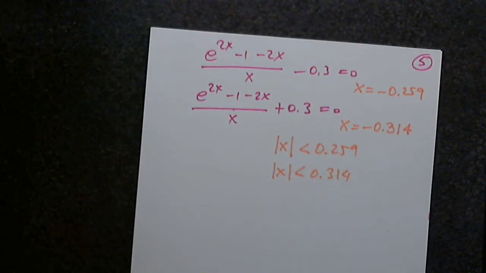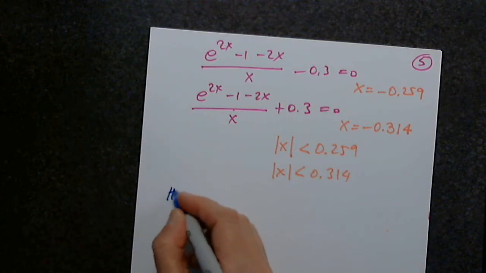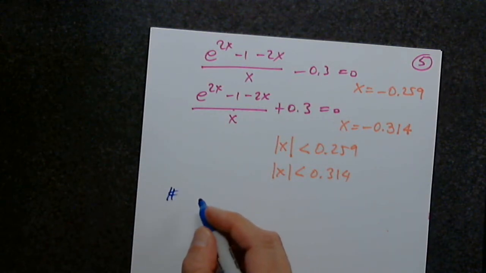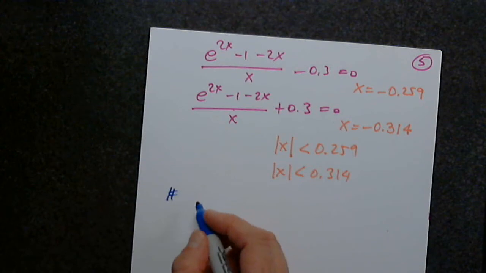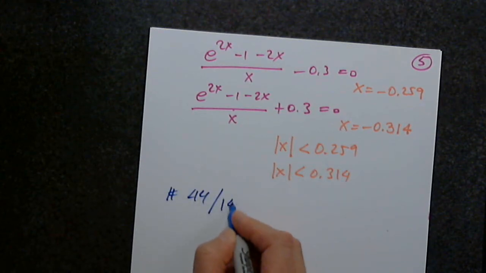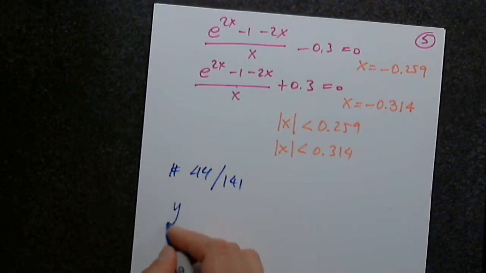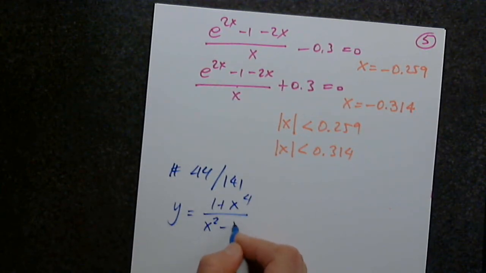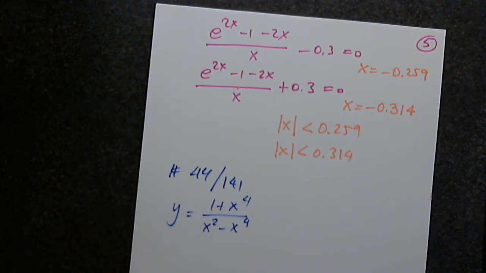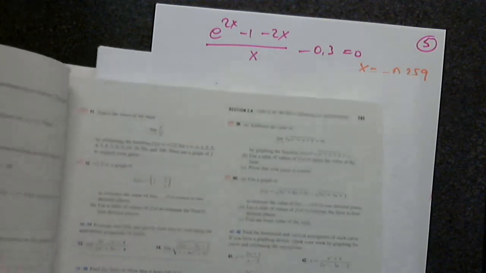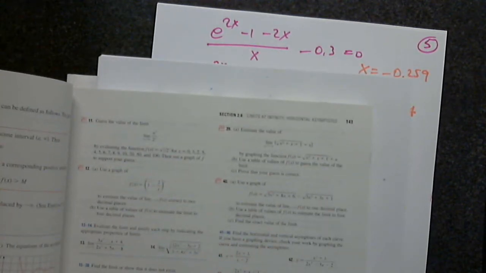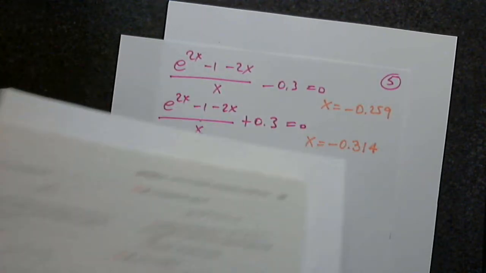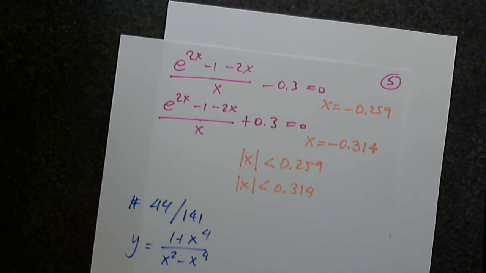Okay, so let's start with problem, let's say 44 on page 141. We have y equals 1 plus x to the fourth divided by x squared minus x to the fourth. The problem is asking us find the horizontal and vertical asymptotes of each curve. If you have a graphing device, check if you want. There is no need, but yes, we can do that too.